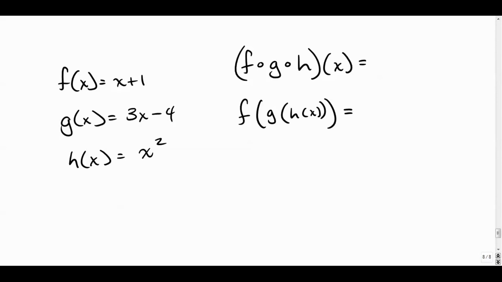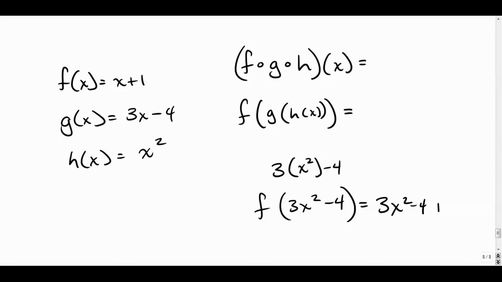So I'll do this really quickly here. I'm going to do this part first. So g of x would be 3 times, instead of x, I'm going to write x squared because that's h, minus 4, so 3x squared minus 4. And then I'm going to evaluate f for that thing. So f is x plus 1, but I don't want to write x, I want to write 3x squared minus 4 plus 1. So my final answer would be 3x squared minus 3.